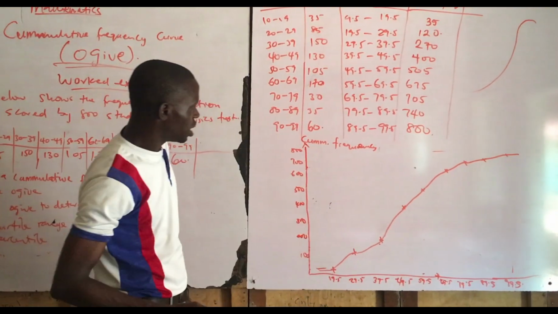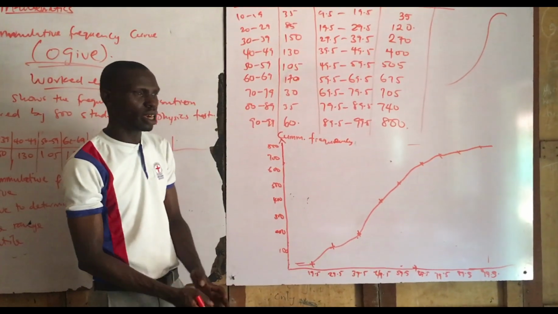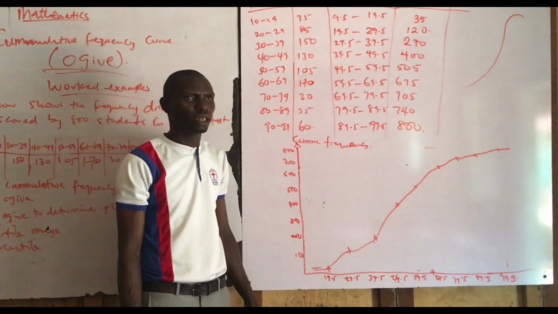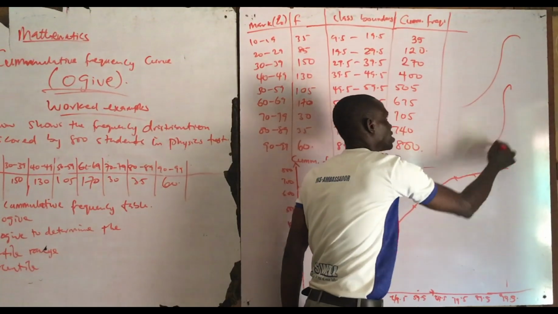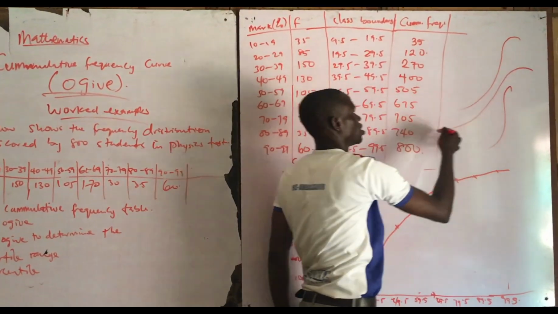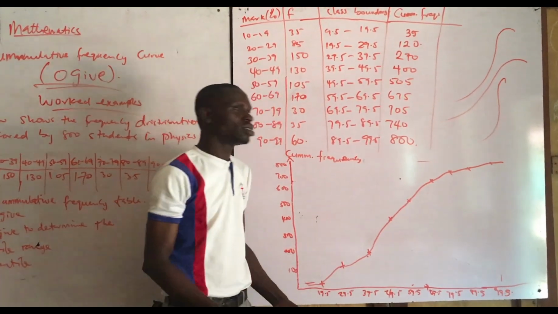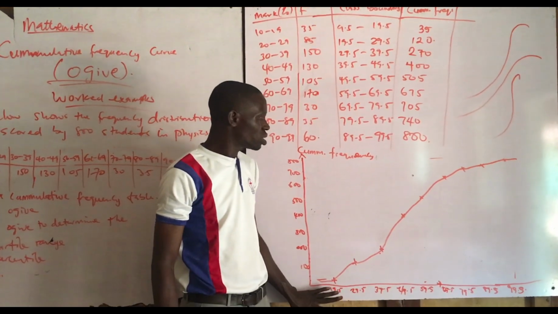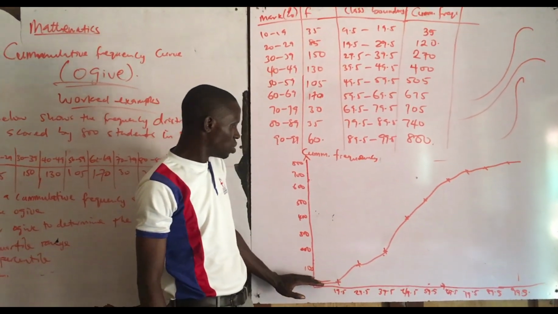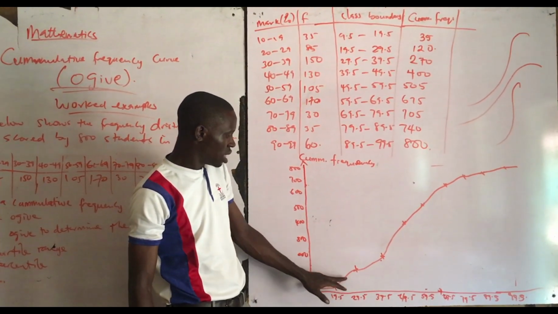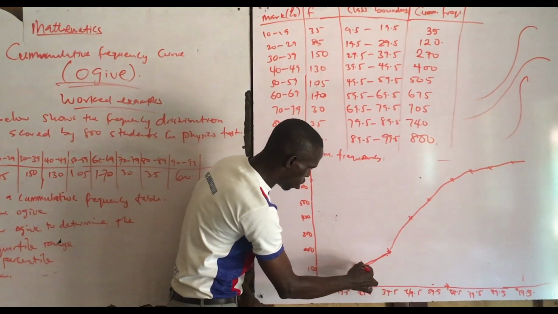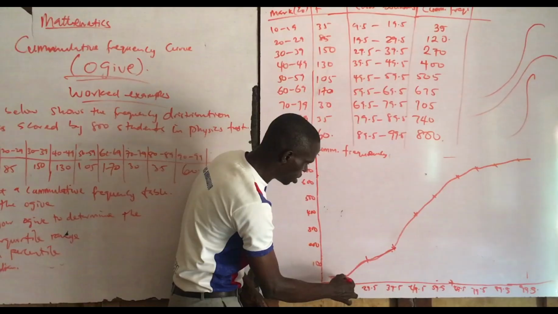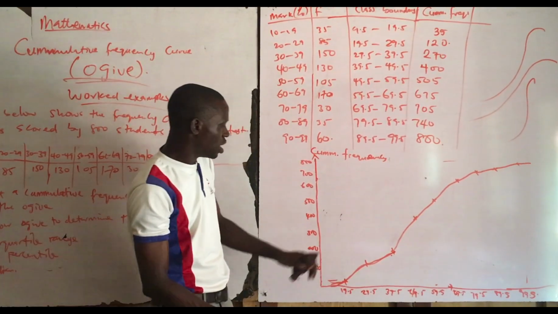You can see it now that it looks like an S. So this is a cumulative frequency curve. It will always look like an S like this. You see now. Why it looks like this is because we don't have an accurate scale. That is why this place is like this. It's supposed to be like this, because our scale is not accurate.